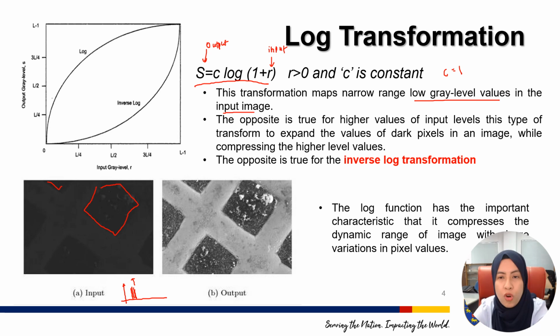The opposite is true for higher values of the input level: this type of transform expands the values of the pixels in that image while compressing the higher level values. So the log function has the important characteristic that it compresses the dynamic range of the image with the variation of the pixel value. That's the function of log transformation. So if you have an image that is accumulated at one area only, and due to that the image has low contrast, you can apply log transformation.